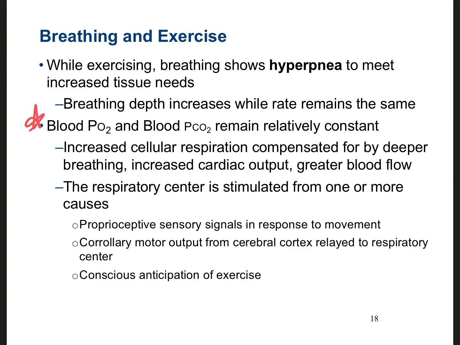Corollary motor output from the cerebral cortex, and then conscious anticipation of exercise. Think about, last summer was the Olympics, right? Summer Olympics, yeah? We've seen the sprinters, they start to get all limbered up, right? And then you see their breath changes, right? So they're consciously thinking about what they're about to do, and their respiration rate is influenced by that.